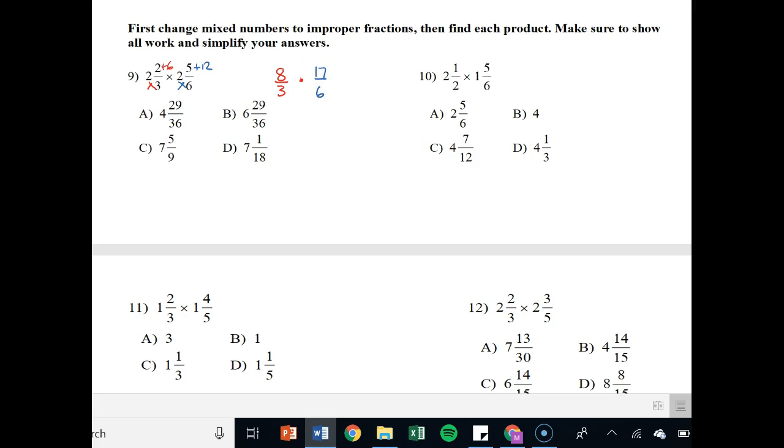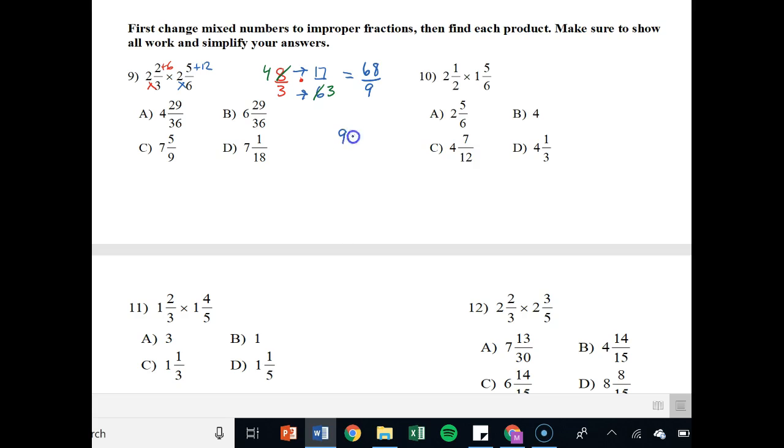Now I should ask myself, is there anything I can cross cancel? I look at the 8, the 6, I can divide them both by 2. So 8 divided by 2 is 4, 6 divided by 2 is 3. And now I look to multiply straight across, right? So 4 times 17 is going to be 51. Nope, excuse me, it's going to be 68. And 3 times 3 is going to be 9.